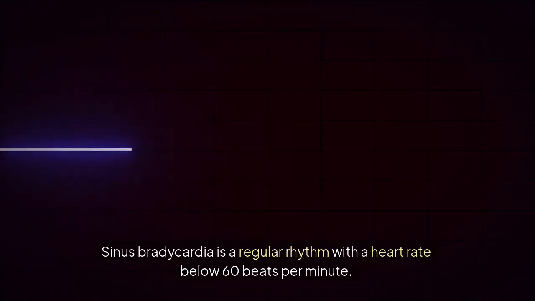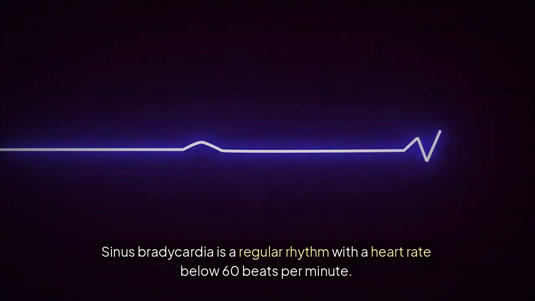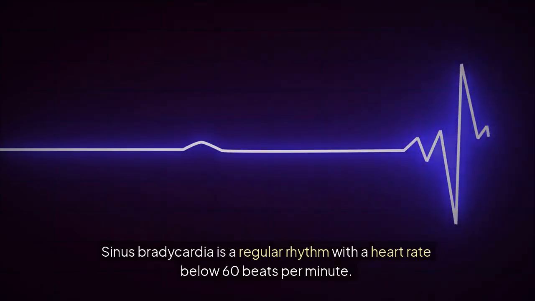Let's go over common arrhythmias that you might see on an ECG. Sinus bradycardia is a regular rhythm with a heart rate below 60 beats per minute.